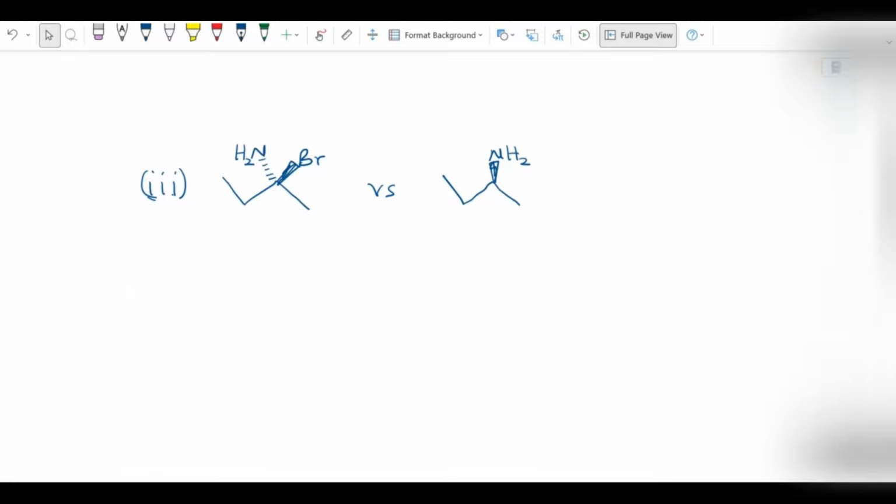So this question is asking us for the relationship between these two compounds. Now I can see that the connectivity of these compounds is different, right? And that's because here I have NH2 on carbon 2. Here I have put NH2 and bromo group on carbon 2.